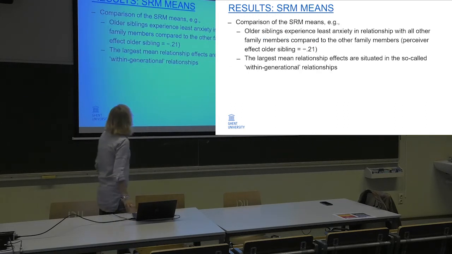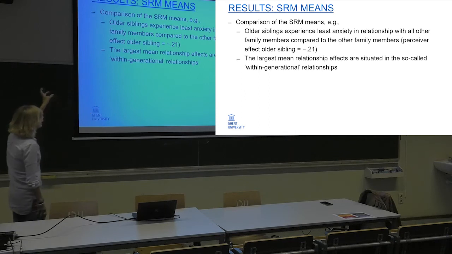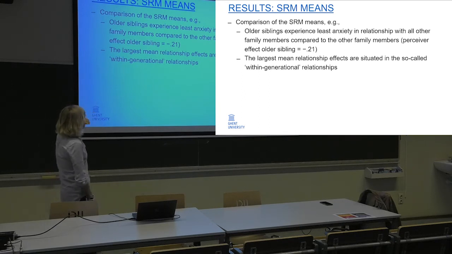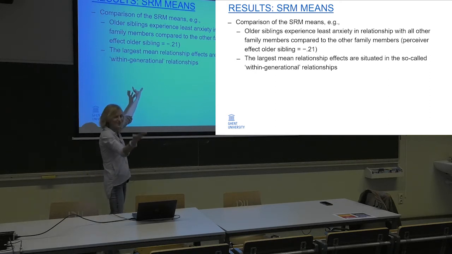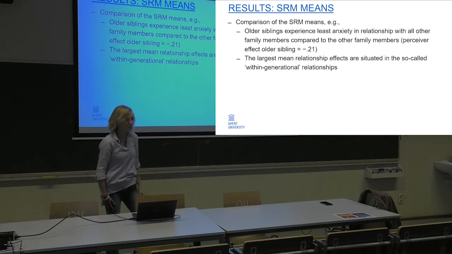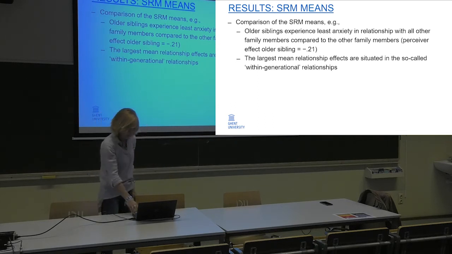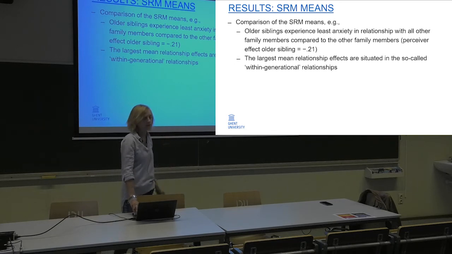Okay, and then the means: the older siblings experience least anxiety in relationships with all family members. And the largest mean relationship effects are situated in the so-called within-generational relationships. So there are ways of also capturing a bit of this complexity.